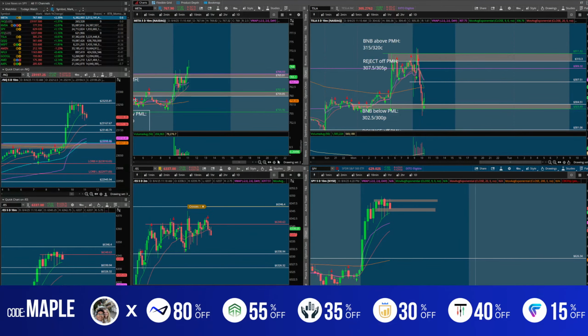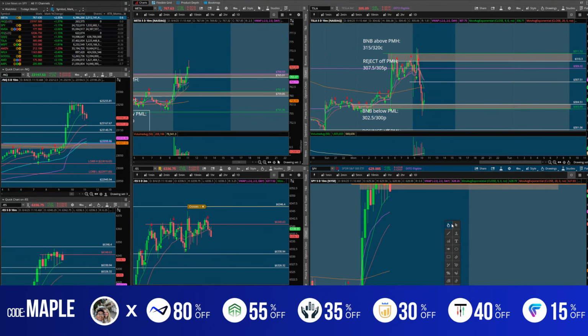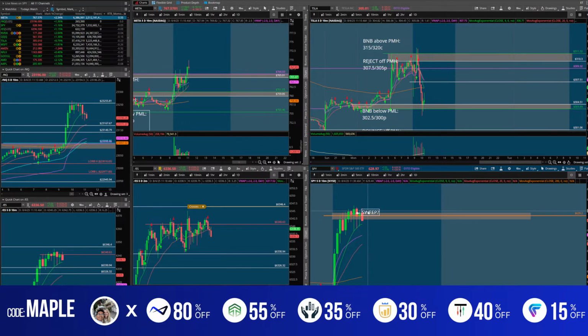And what I think is happening here is they're maintaining the ORB, right? It could be a sweep. Here they go pushing beneath the ORB high. Here we go. They're probably gonna smash me here.